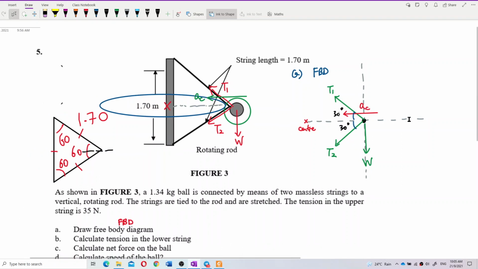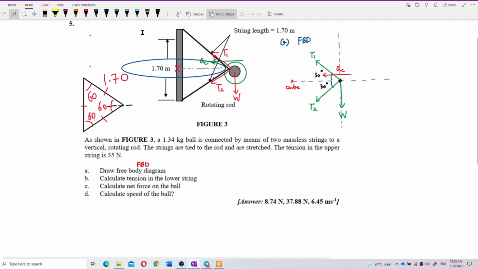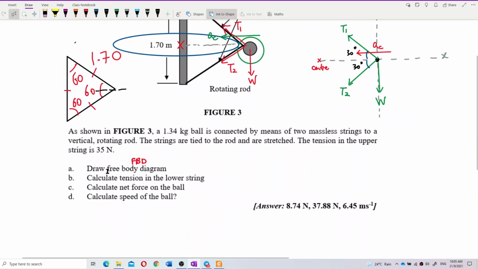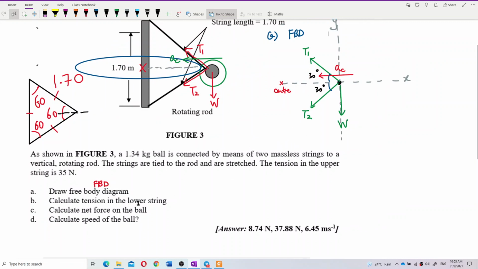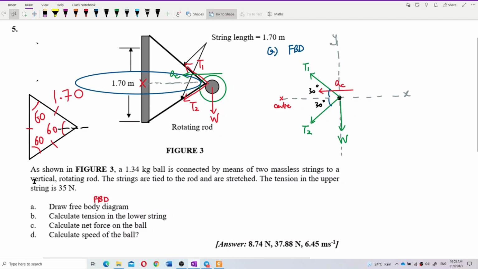Now we already drew the free body diagram. Label it: this one is the x-axis and this is the y-axis. Okay, now let's do part B. Find the tension in the lower string, T2. T1 we already have. It is 35 Newton. It was already mentioned, so we put 35 Newton at the top. We don't have T2.